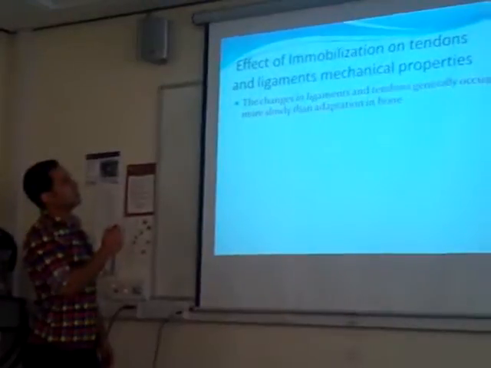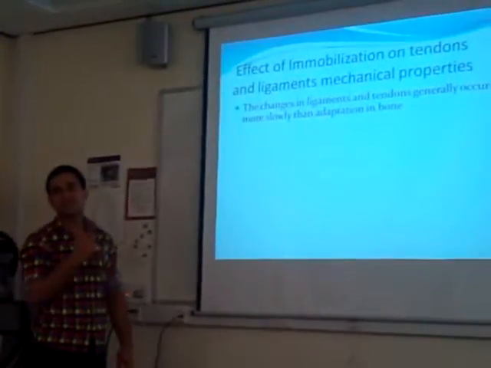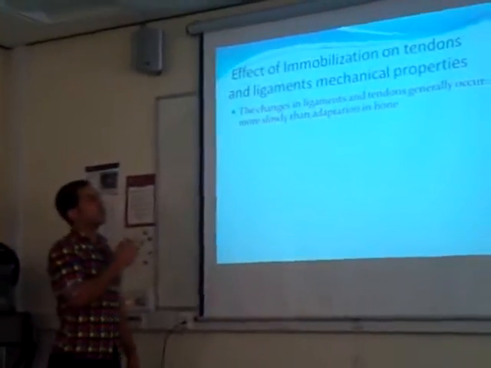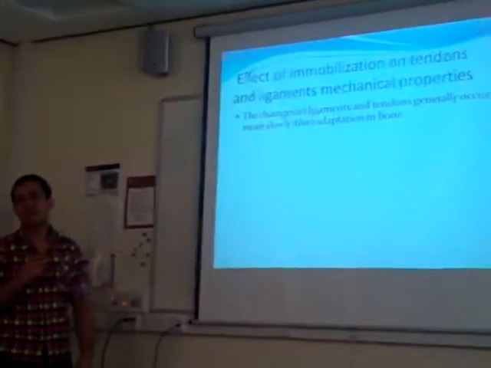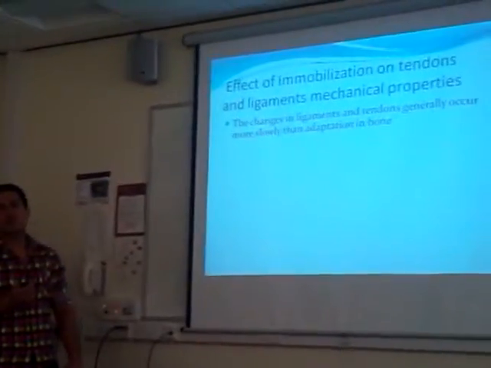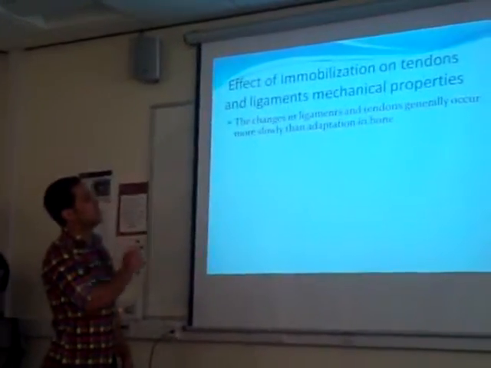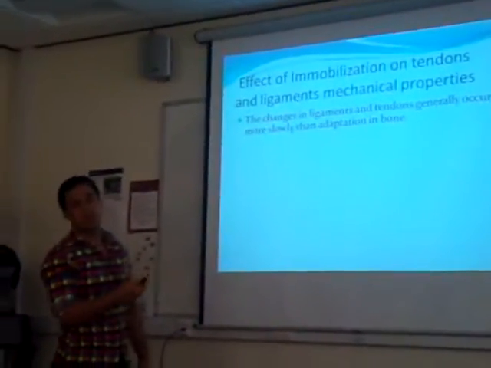Changes in ligaments generally occur more slowly than adaptation in bone. This is basically because ligaments and tendons are less vascular than bones. The blood supply to them compared to bones is very minor. So that's why the changes in them are much slower than what happens in bone.